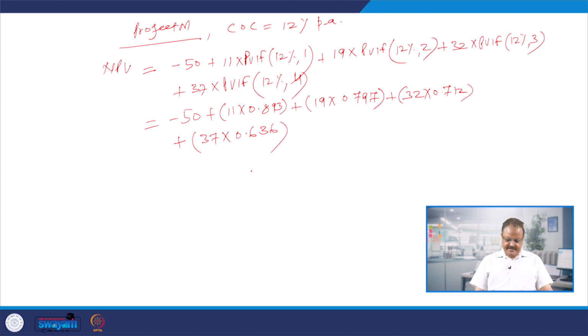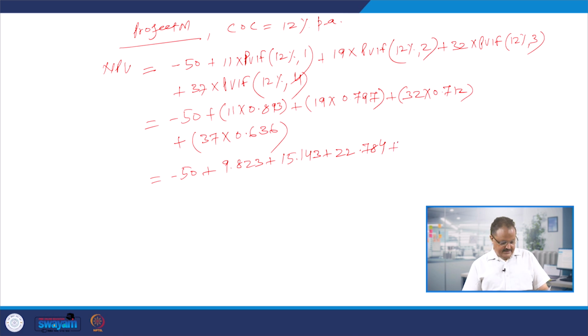So, first factor was 0.893 for the 12% in year 1. Second factor was 0.797. Next factor is 0.712 and then the last factor is 0.636. These factors are available with us, and if you calculate the values, it is again minus 50 plus the value, which is going to be 9.823, right? Then the next value is 15.143, then 22.784, and the next value is 23.532.